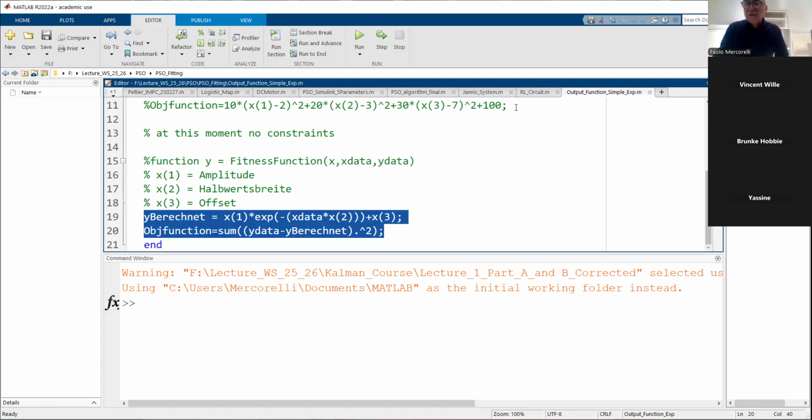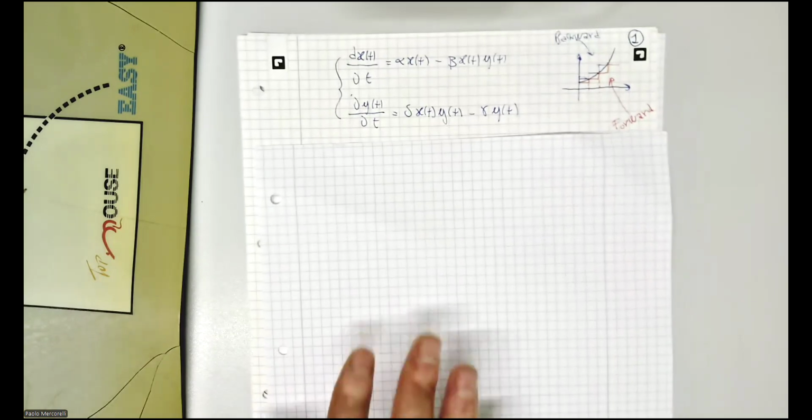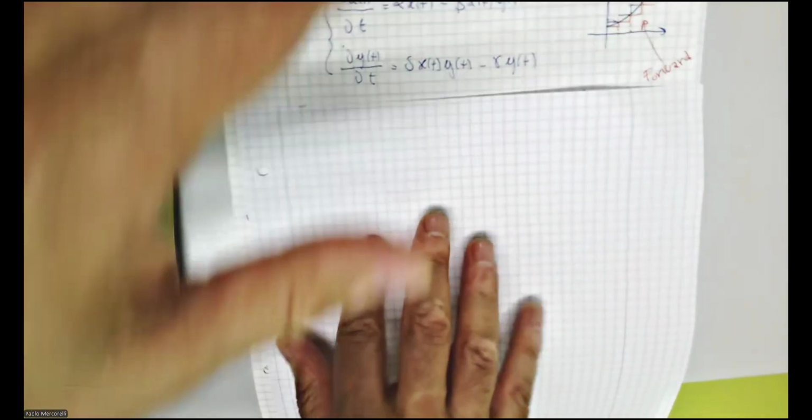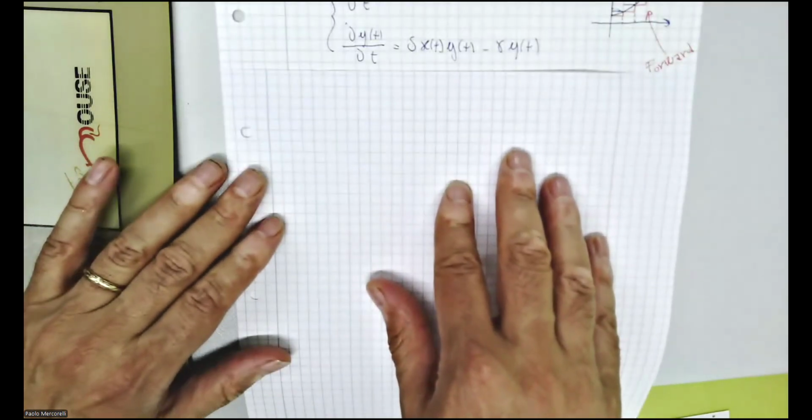Let me switch on the lateral camera. You can see. In the meantime, look at the system here. Isn't it dynamic?